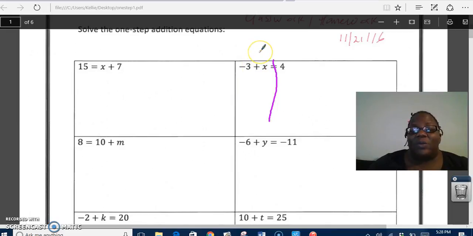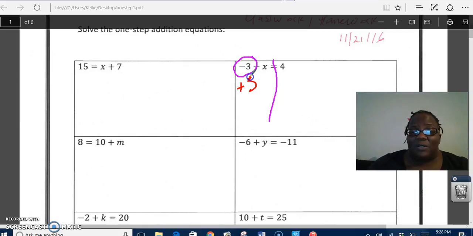Okay? And what do I need to get rid of in order to get X by itself? You need to get rid of this. Then X will be by itself. Notice this time it's a negative 3. But the point is still the same. Do the opposite of what you see. I see a negative 3. Opposite of negative 3, it's positive 3.